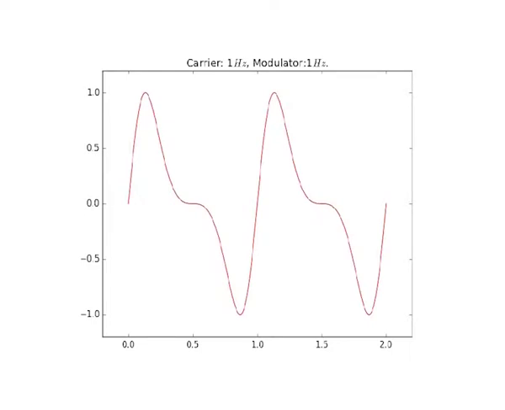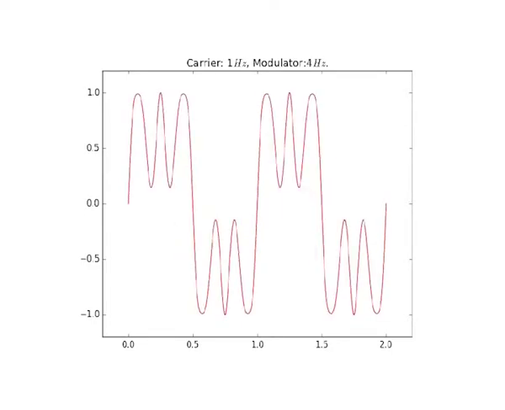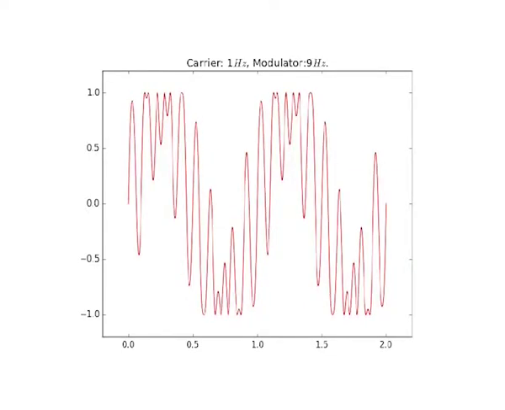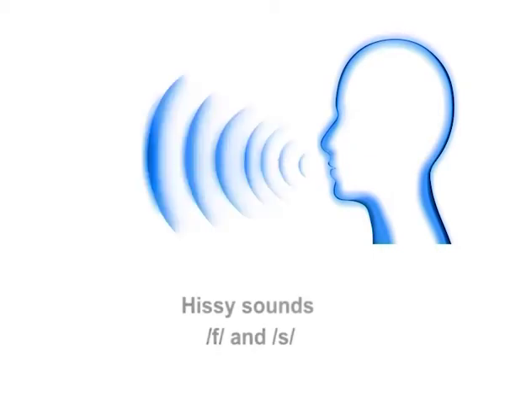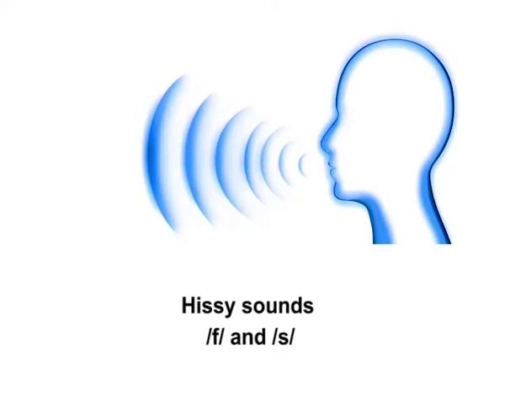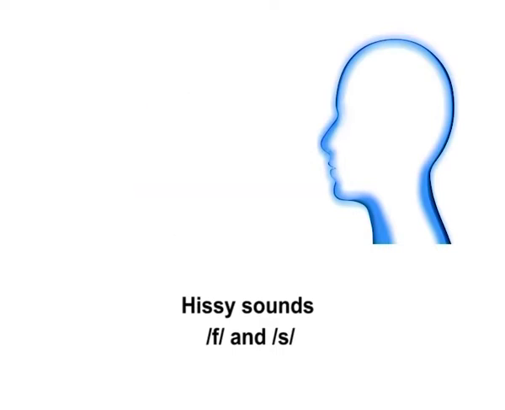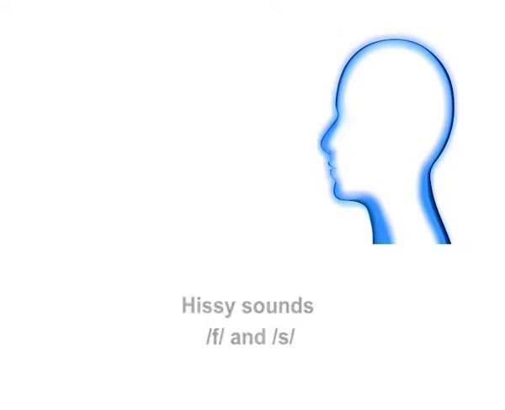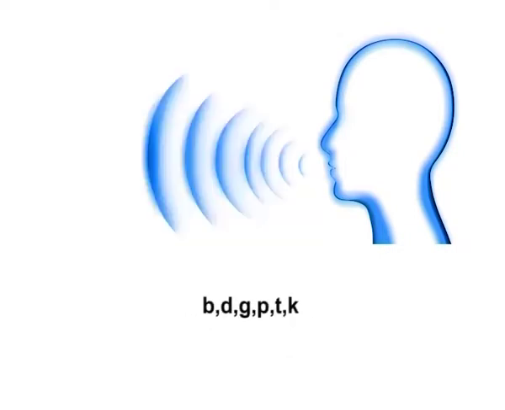An aperiodic sound is any sound that does not show a repeating pattern in its time domain representation. There are many aperiodic sounds in speech. Examples include the hissy sounds associated with fricatives such as F and S, and the various hisses and pops associated with articulatory release for the stop consonants B, D, G, P, T, K.